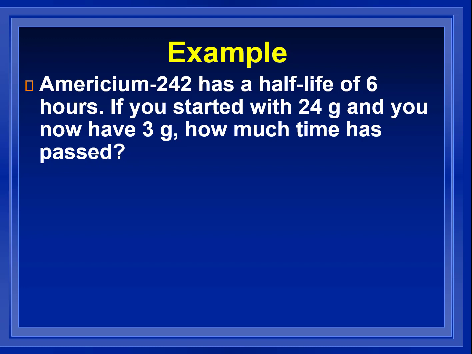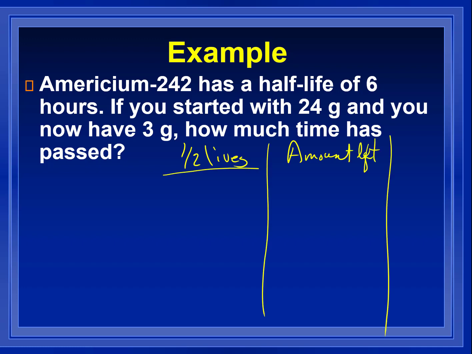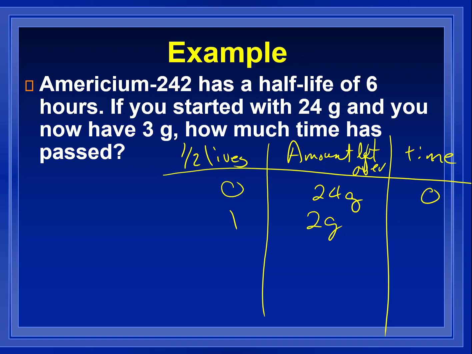Well, we're going to want to make our table. So I've got half-lives, the amount left over, because that's what we're figuring out. Not how much we got rid of, but how much is left over. How much remains, and time. 0 time, 0 half-life. I started with 24 grams. So after 1 half-life, I will have 12 grams.